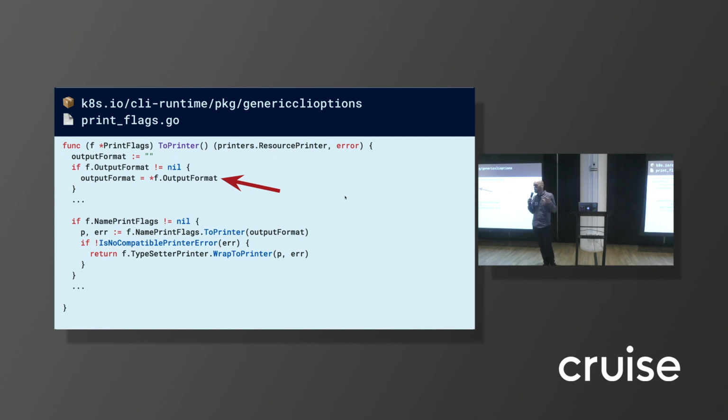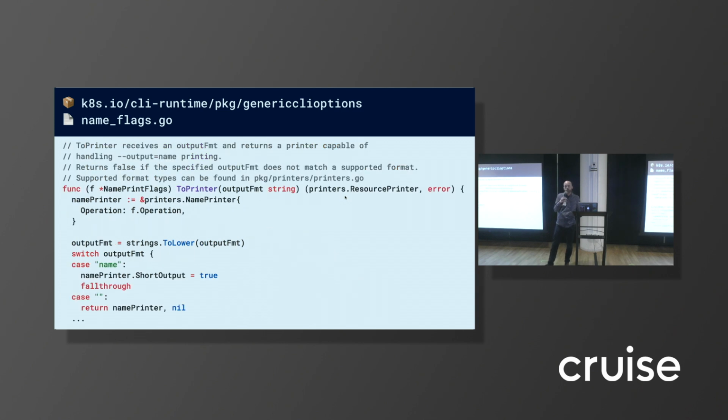And it turns out when it was configured in this way, the output format is empty string. And then it calls toPrinter on the name print flags, which we know are initialized based on looking at the initializer. And then name print flags has its own printer here, and it parses the output format, and then it eventually falls through and returns this name printer. So it all kind of fits together, but at the end of the day, you get back an object. That object can print names.